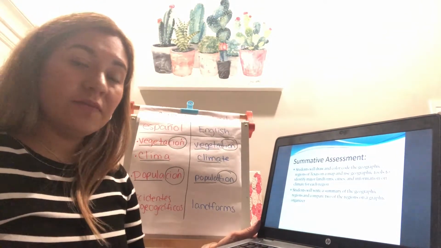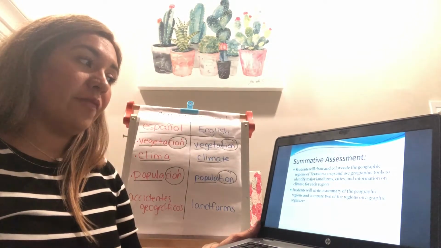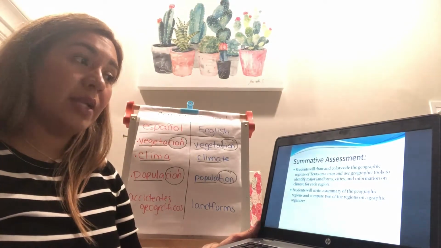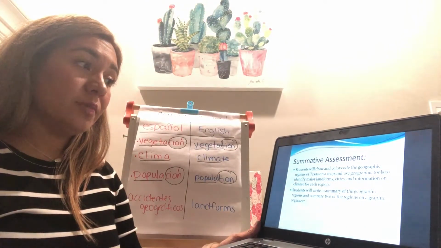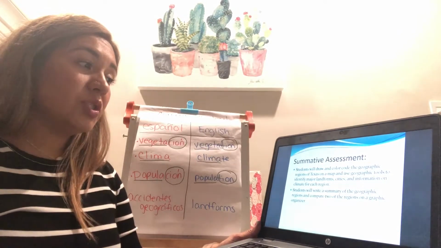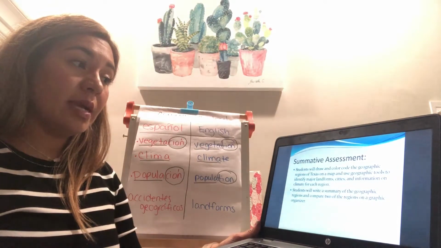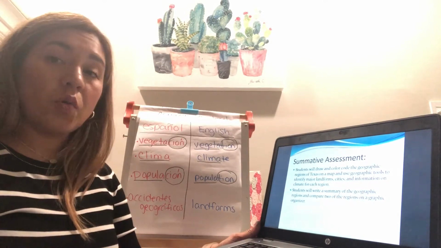For the summative assessment, students will draw and color code the geographic regions of Texas on a map and use geographic tools to identify major landforms, cities, and information on climate for each region. Students will also write a summary of the geographic regions and compare them to the regions on a graphic organizer.